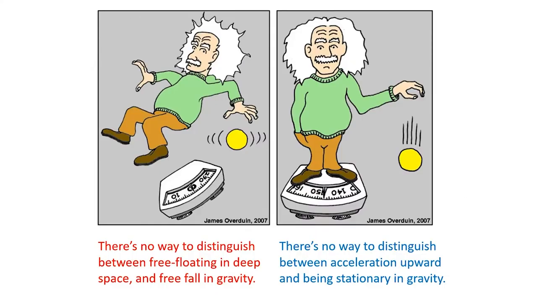He said there's no way to distinguish between free-floating in deep space and free-falling gravity, and there's no way to distinguish between acceleration upward and being stationary in gravity. There's nothing special about gravity in this case, and so general relativity generalizes the idea of change in motion such that gravity is just one of the reasons why an object can change its motion. And we have to attribute these effects to space-time itself. And that's the idea of general relativity.